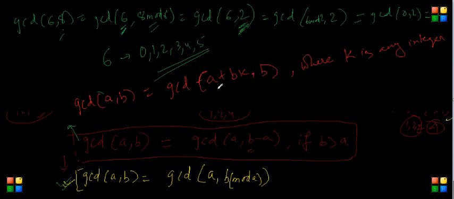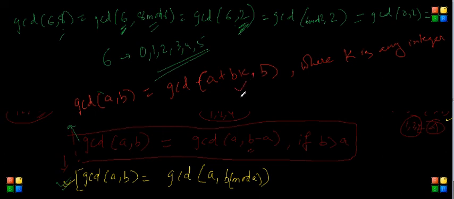Why can I do that? We have observed from previous examples that if I have two numbers A and B, and I add the second number K times to the first number and take the GCD with the second number, the set of common factors does not change. So since there is no change in the common factors, even if I add or subtract one of the elements from the other any number of times, that's why we can write this equation as well.